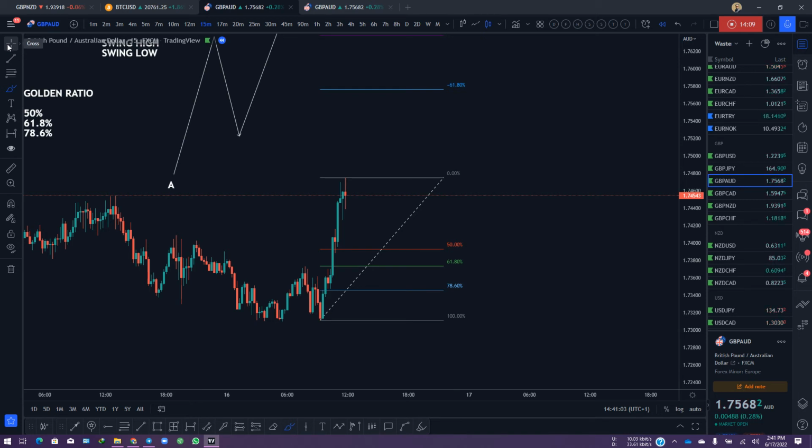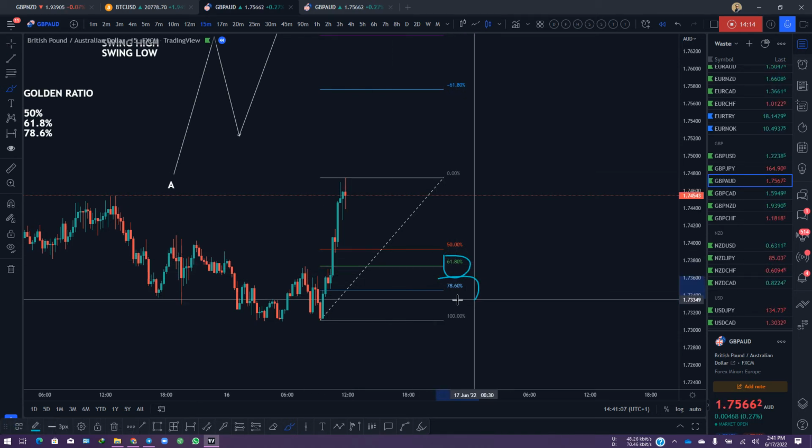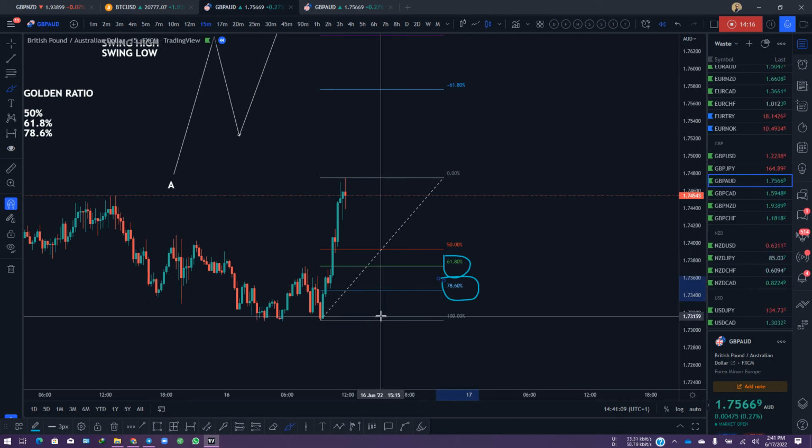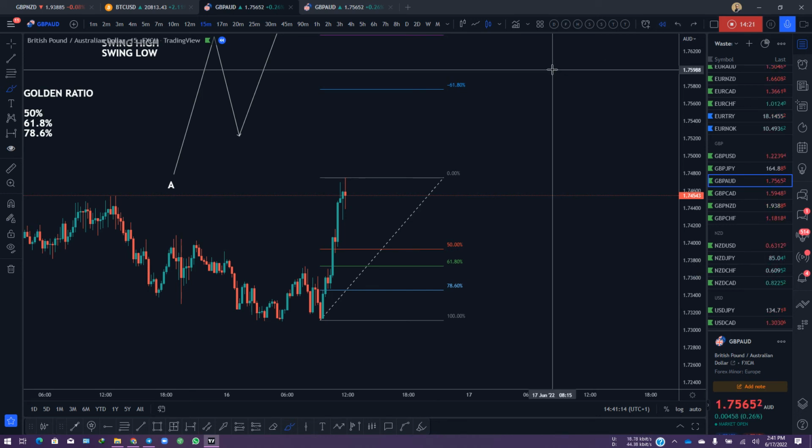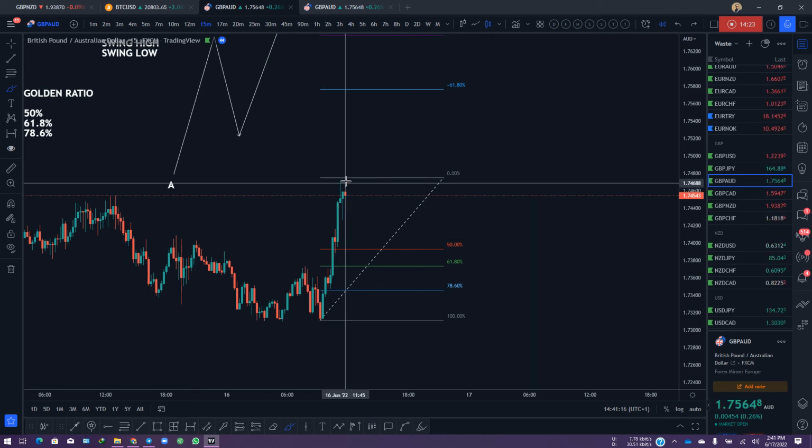So let's look at how I took my entry here now. The 61.8% or the 78.6%. Let's look at what price does. All you got to do is wait for the reaction, right? You wait for the reaction to happen. So this is what we're expecting.